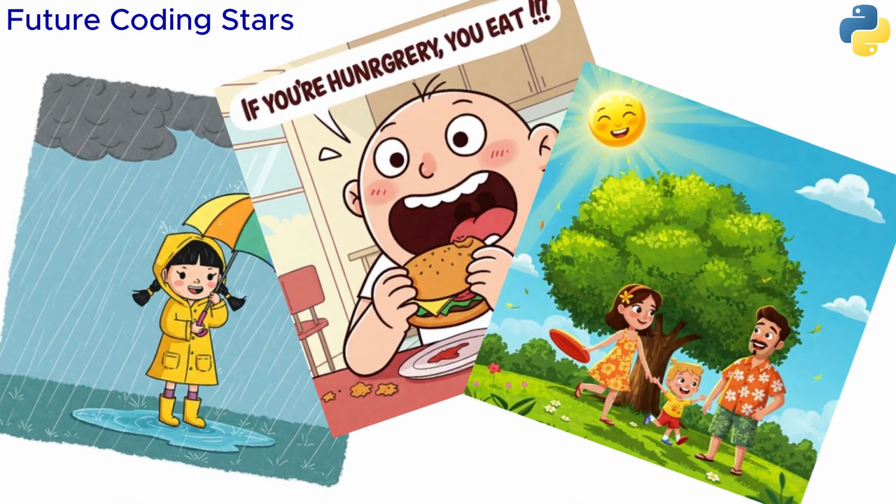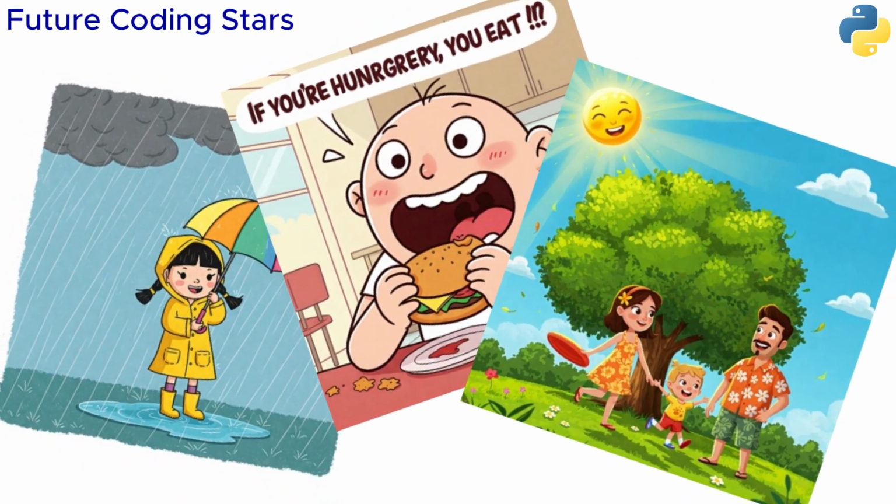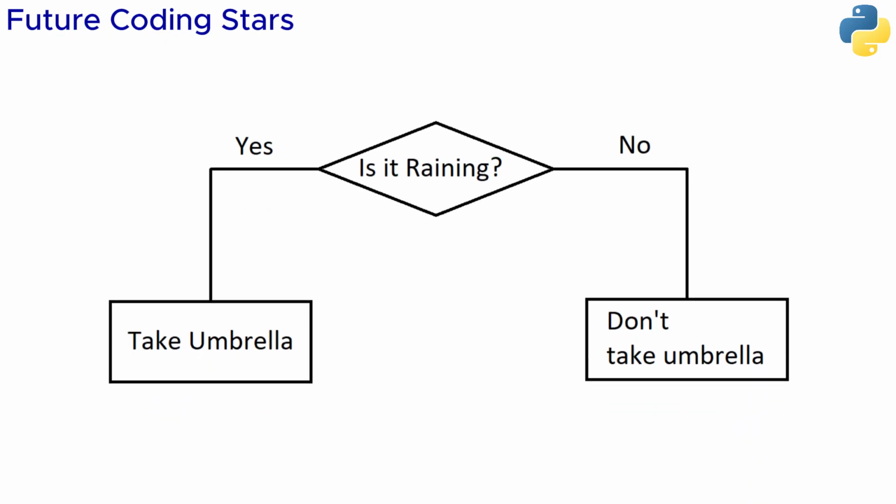All right, let's start with the basic idea. Think about making decisions in real life. If it's raining, you take an umbrella. If you're hungry, you eat. If it's sunny, you might go outside. Conditional statements in programming work the same way. They let your code check if something is true or false and then run different blocks of code based on the result. The most basic conditional is the if statement.